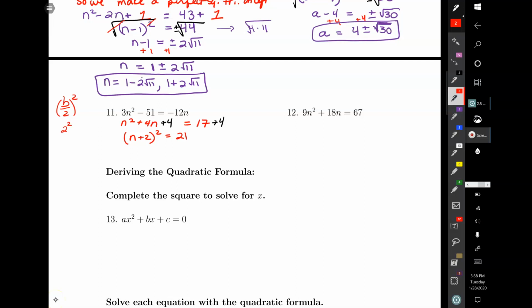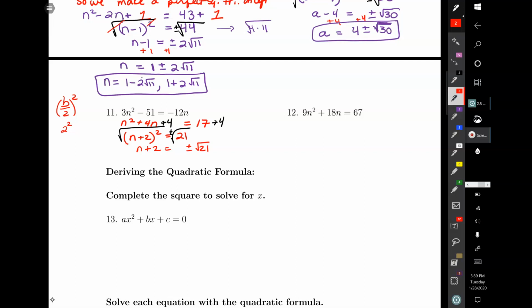So now from there, my binomial that I'll square would be the square root of n squared, which is n, and the square root of the 4 on the end, which is 2. So my binomial is n plus 2 all squared equals 21. And then I'm just going to take the square root of both sides. So I end up with n plus 2 equals plus or minus square root of 21.